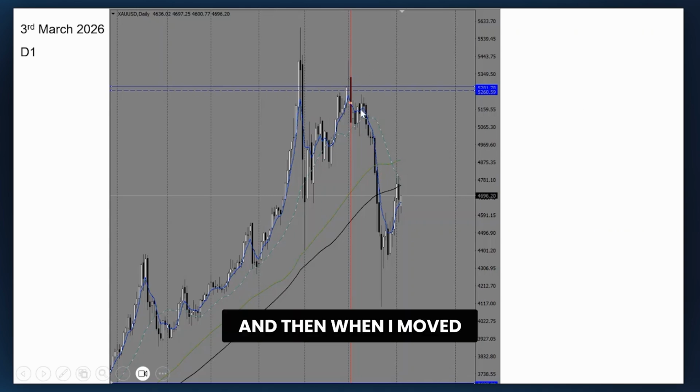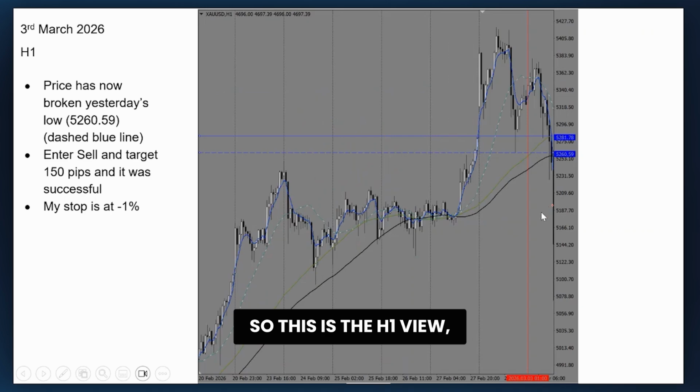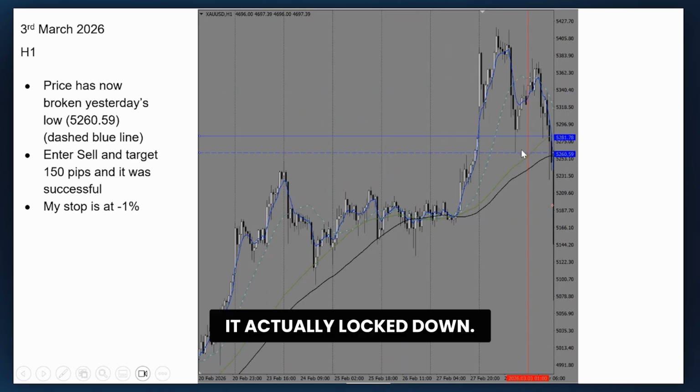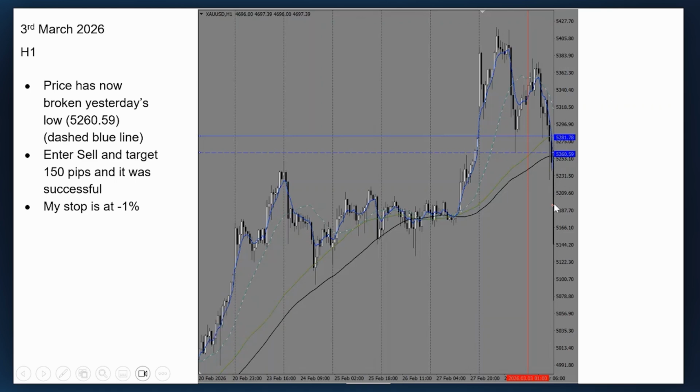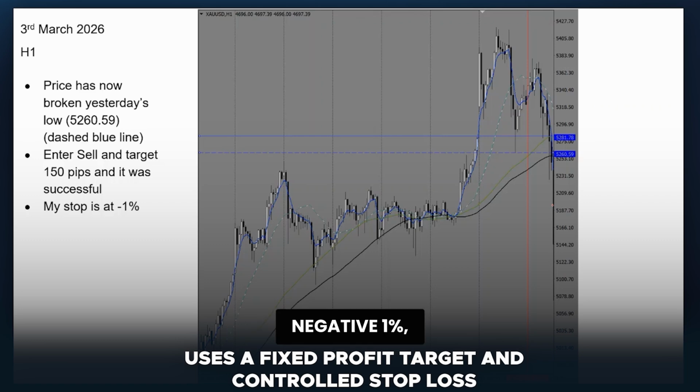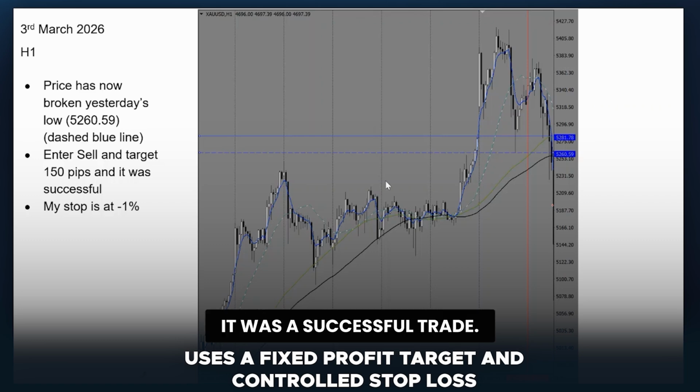And then when I move to H1, so this is the H1 view. This is the same vertical line. It actually locked down. This is previous day low. This dashed line is previous day low. So you can see this blue moving average has actually locked down here. So that's when I took an entry, and my target pips was 150 pips, and my stop loss is at -1%. And in this case, it was a successful trade.